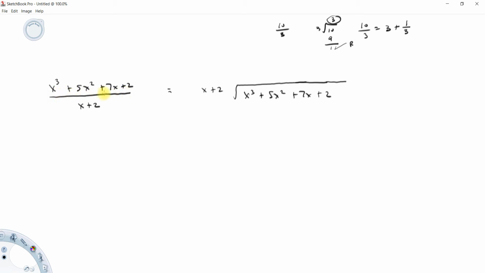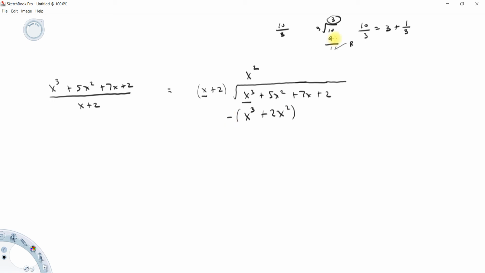x cubed plus 5x squared plus 7x plus 2 divided by x plus 2 is equivalent to this. This is how we work this out. We're going to take this x plus 2 and divide it into the x cubed plus 5x squared plus 7x plus 2. And you start by saying, well, how many times does this go into this? And the answer to that is x squared times. And then you multiply. So when we do this product, we get x to the third, and then you have to multiply the whole thing, so plus 2x squared. And then we subtract.